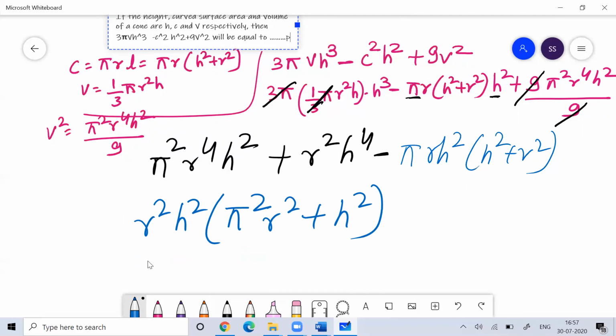One minute. So 3 into 3 pi, 1 by 3 pi square into h cube. So r square h to the power 4 minus, minus this is h, no, one minute, there is a mistake here.